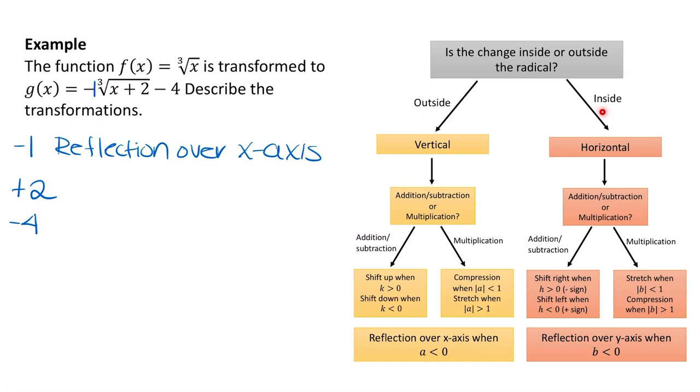Now we have that plus 2. The plus 2 is on the inside, so that's a horizontal change. It's being added or subtracted. Okay, so that plus 2, I have that plus sign, so it's going to be shift left. So this is going to be a shift left 2. And then finally, we have this minus 4 that's on the outside. That's a vertical change. A minus 4, that's a subtraction. So that is going to go down because k is less than 0. So we're going to say that is going to go down 4 units.